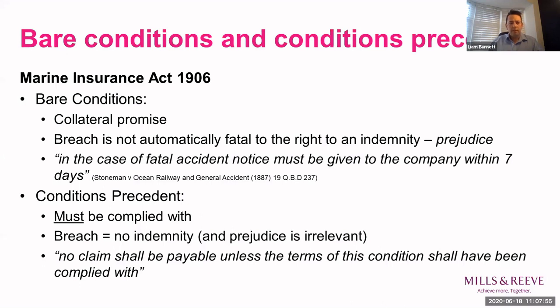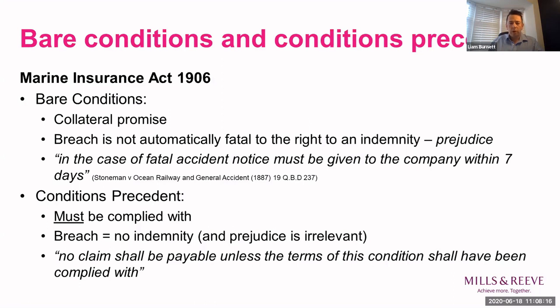So take the case of Stoneman and Ocean Railway, for example, a term which said, in the case of fatal accident, notice must be given to the company within 7 days. This was read to be a bare condition, so breach did not give the insurer a defence to payment of the claim. Instead, breach of a bare condition will give rise to two outcomes.